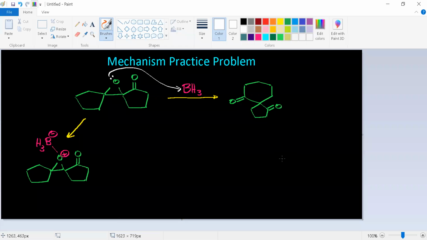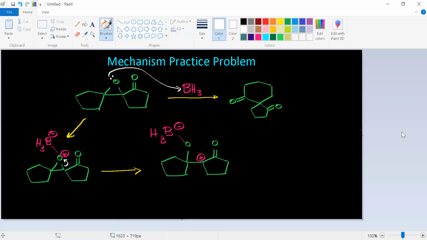Because we just attached borane to this oxygen, we now need to satisfy some charges. You notice real quick, I gave that boron a negative charge because it gained electrons, and the oxygen a positive charge because it gave up some electrons. The best way to satisfy this is to push electrons up so that the oxygen becomes neutral again. When the oxygen becomes neutral again, this is what we'll get.